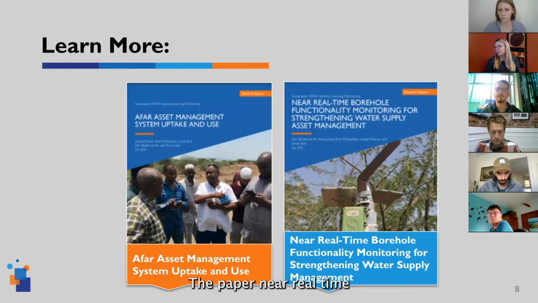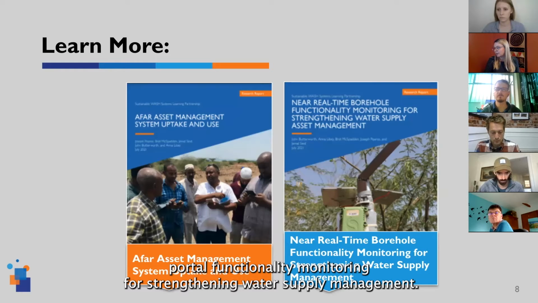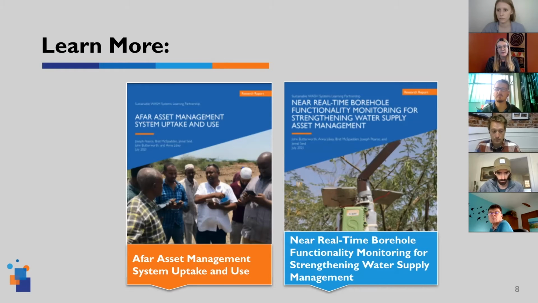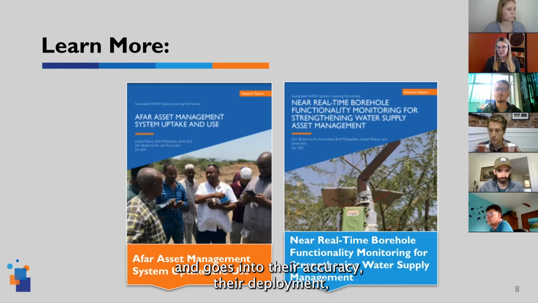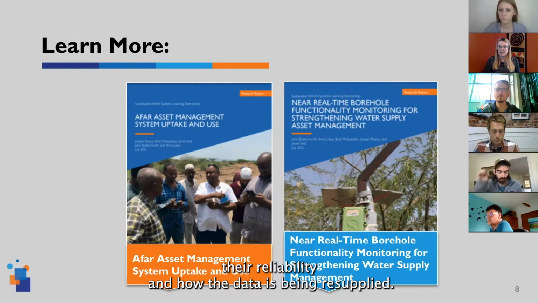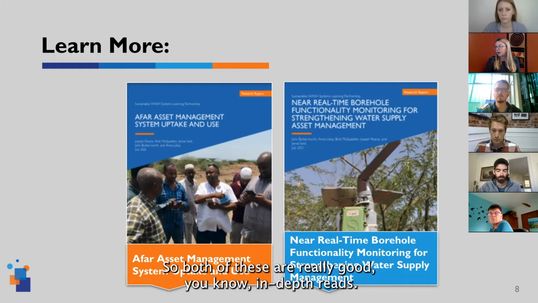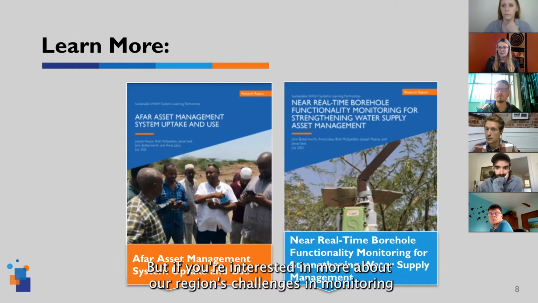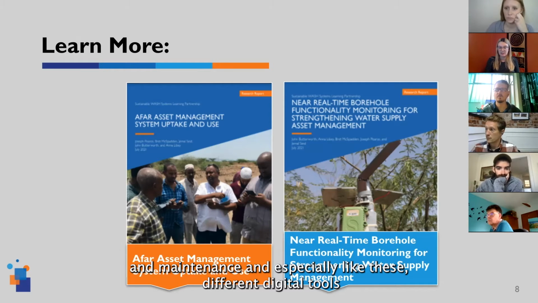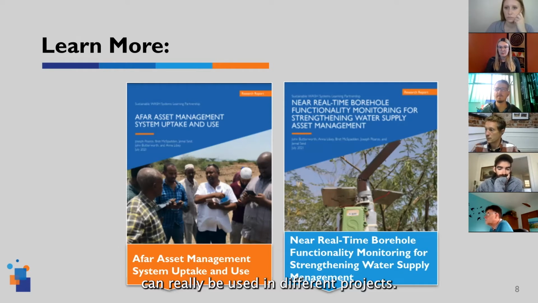And on the right, the paper on near real-time borehole functionality monitoring for strengthening water supply management. That one's much more about the sensors and goes into their accuracy, their deployment, their reliability, and how the data has been used and applied. So both of these are really good, in-depth reads. If you're interested in more about AFAR region's challenges in monitoring and maintenance, and especially how these different digital tools can be used in different projects, I'd recommend checking those out.